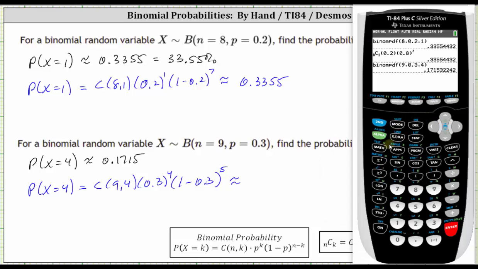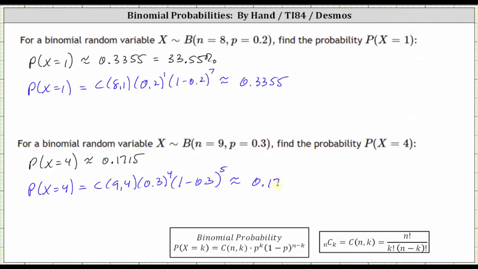To enter 9 choose 4, press Math, arrow over to Probability. Either highlight number 3 or just press number 3. N is 9, right arrow, k is 4, right arrow, times 0.3 to the power of 4, right arrow, times 1 minus 0.3 is 0.7, raised to the power of 5, enter, and again we do get the same result, approximately 0.1715, which is equal to 17.15%.